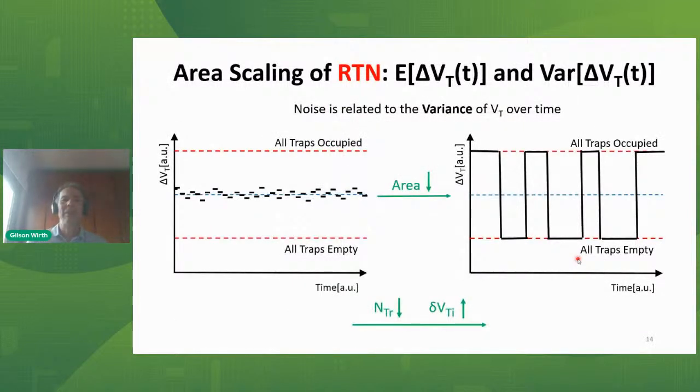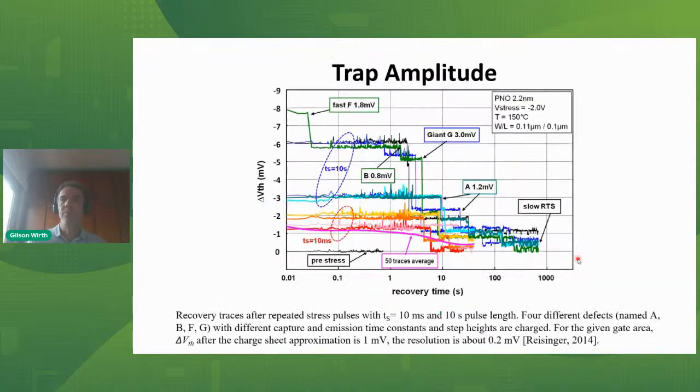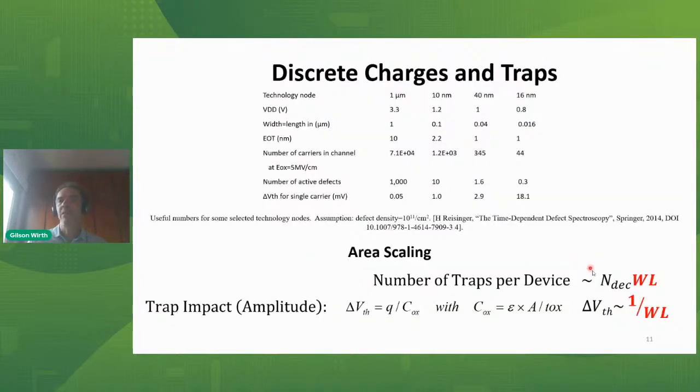Okay, but then, well, first you would ask, if I have numbers of traps with area, if I go down with area, you say, okay, the amplitude of the traps increases, but the number of traps decreases.